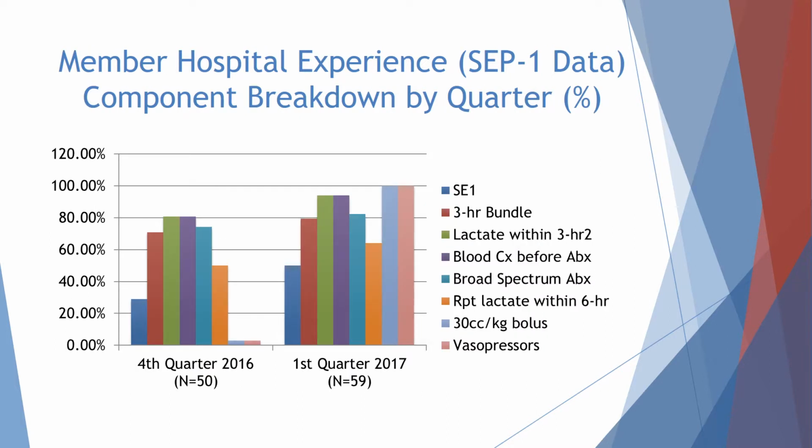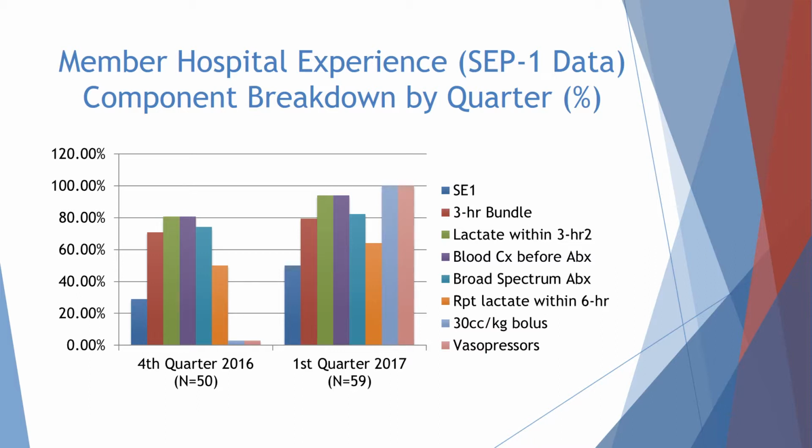Here we look at this member hospital's experience broken down by key elements. And if you look at the key elements, they're actually doing quite well. In the fourth quarter of 2016, they had 50 septic patients. They only met the sepsis bundle 25% of the time, but they were meeting the 3-hour bundle 70% of the time. They were getting their lactate within 3 hours 80% of the time, their blood cultures 80% of the time, their broad spectrum antibiotics 75% of the time. So actually, the first part of the bundle, they're doing really well.